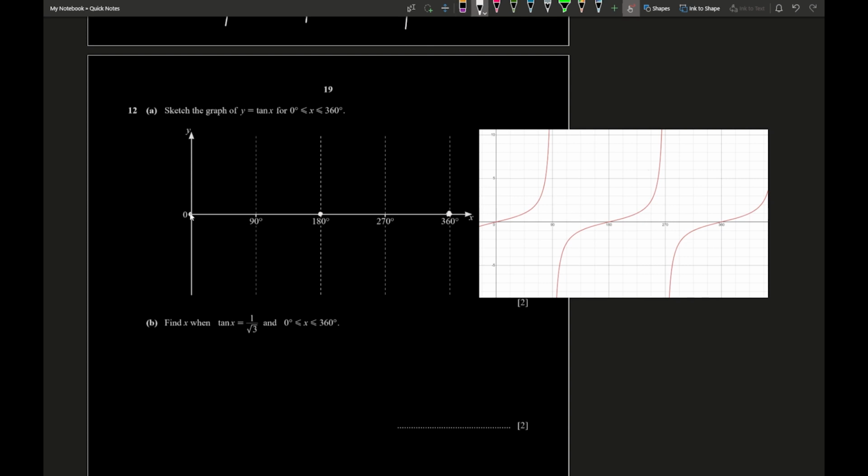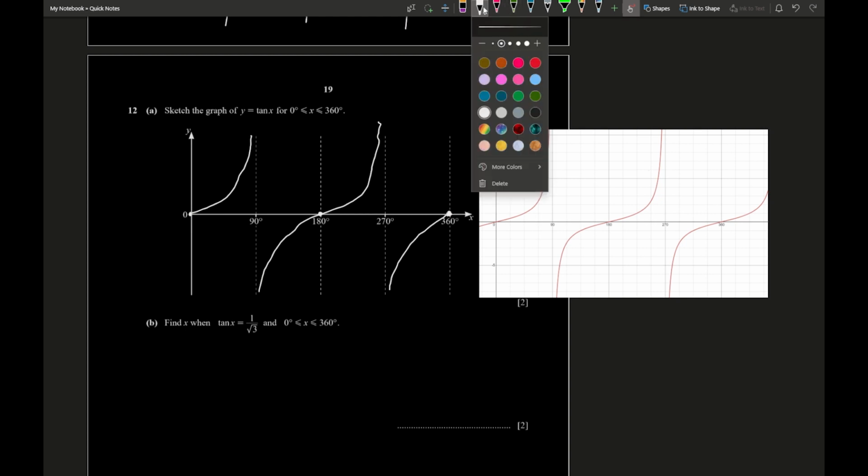So your graph is strictly increasing until 90, because there is an asymptote. After 90 degrees it comes up from below, passes through 180 degrees, then keeps increasing and it never touches the asymptote, because literally that's the definition of an asymptote. And from 270 it comes down from below and passes through 360 degrees. Free 2 marks.